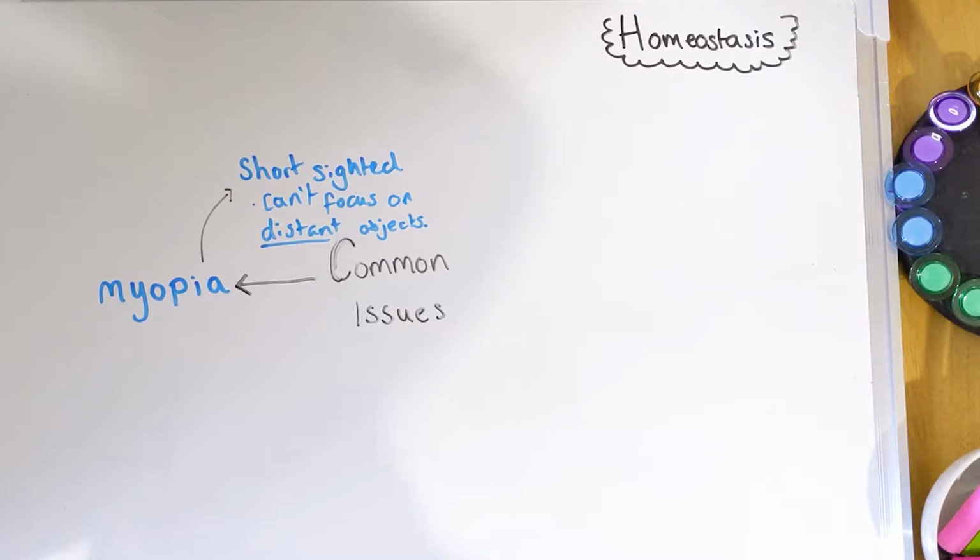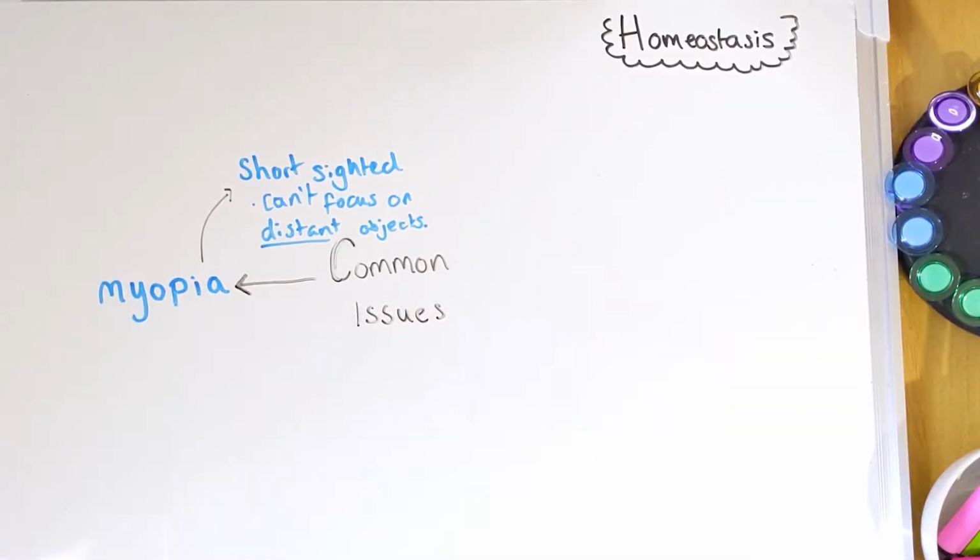So what my glasses are doing is bending the light before it hits my cornea. So when it passes through my lens, it's focusing the right part. But we'll look at how eyesight is corrected in a little bit. So myopia is short-sightedness. You can't focus on distant objects. There are two main reasons why you might have or develop myopia.